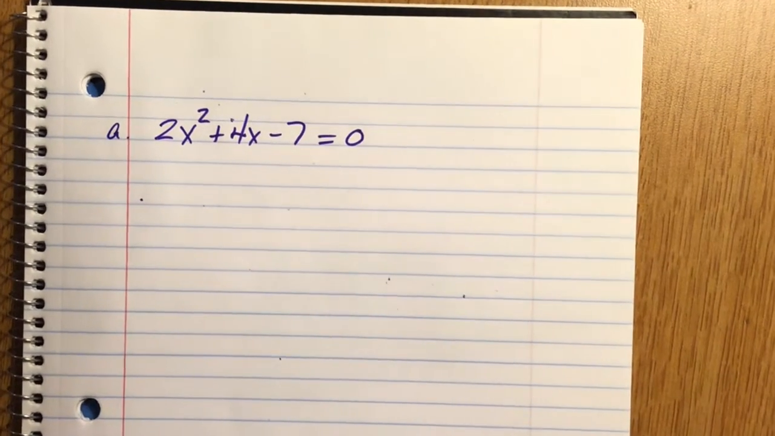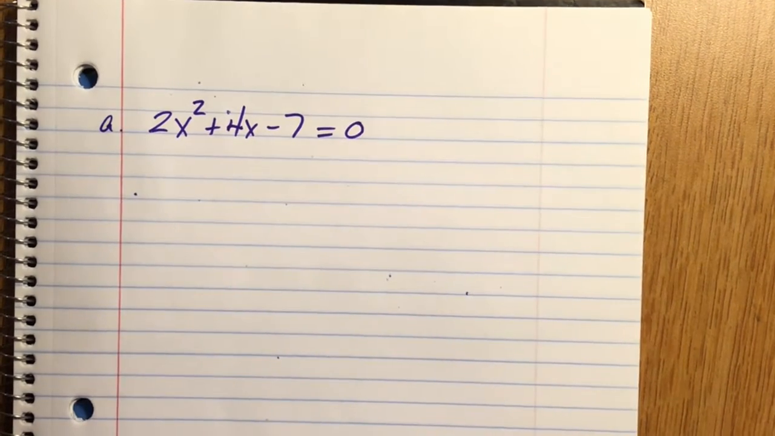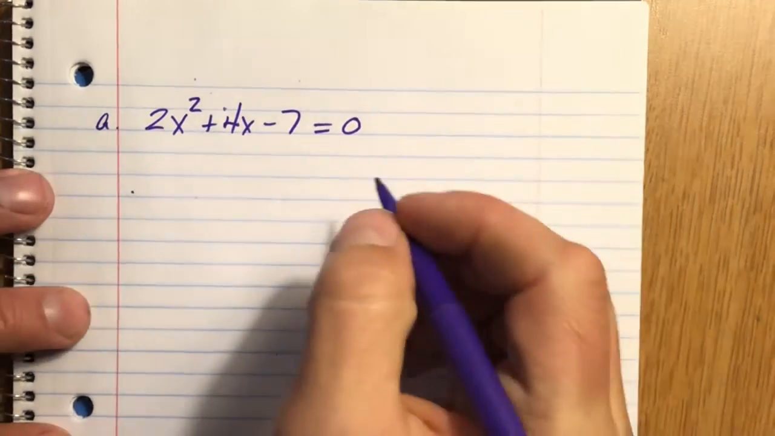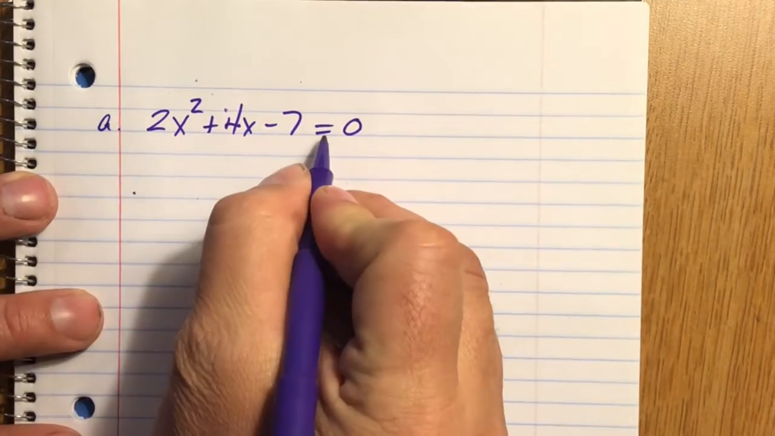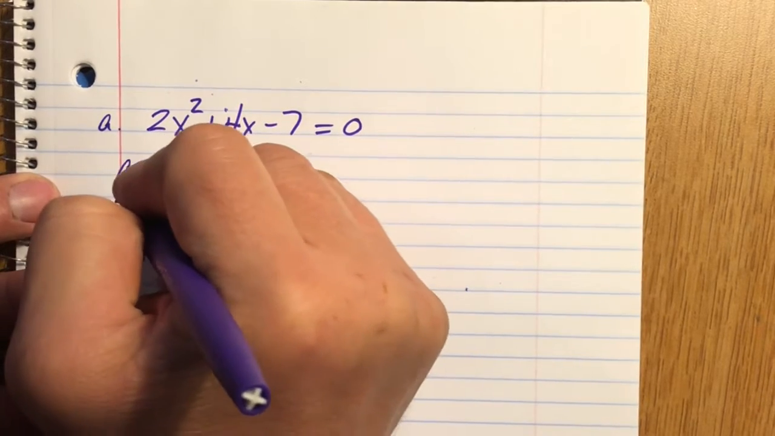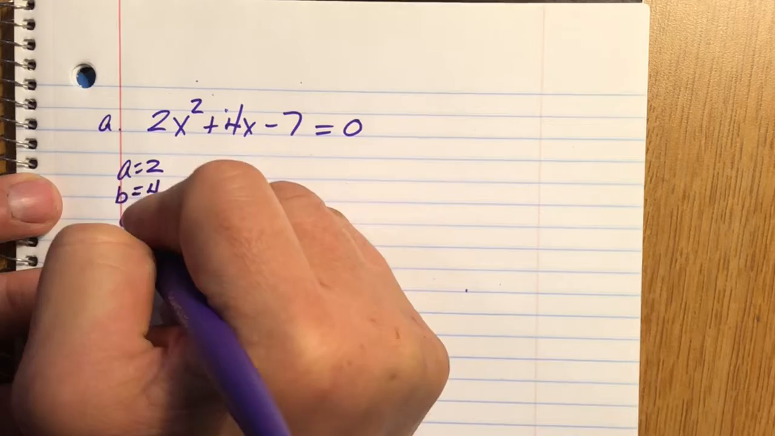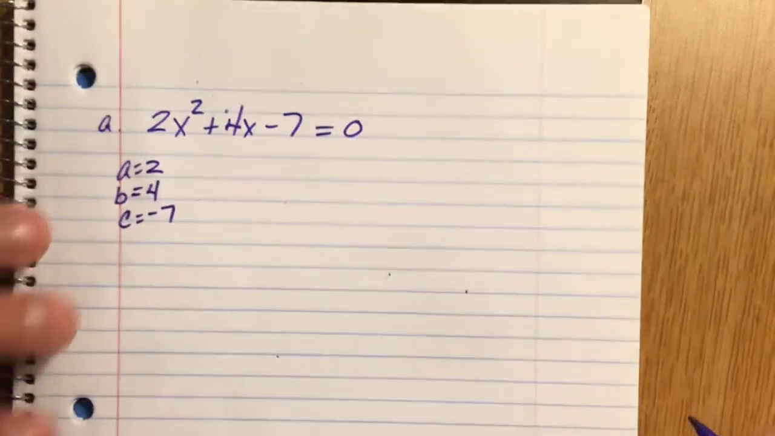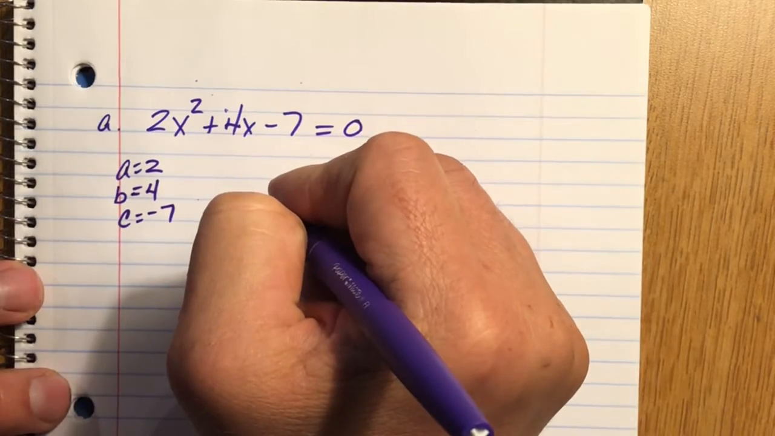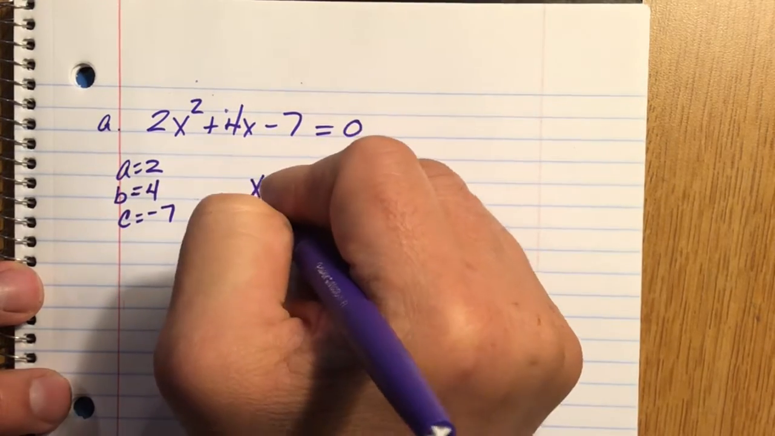All right, see if this one comes out to where the intercepts or the solutions are not whole numbers. Standard form, yep. The A value is 2, the B value is 4, and the C value is negative 7. All right, here we go. Plug it into the quad formula.